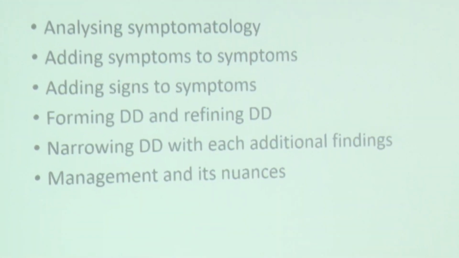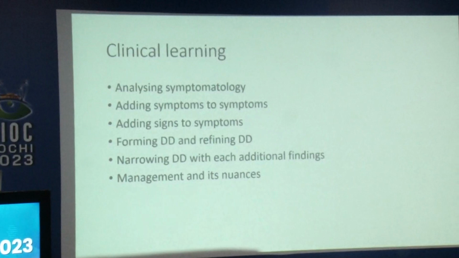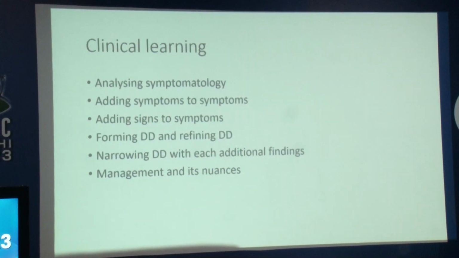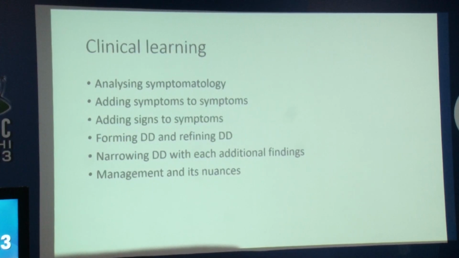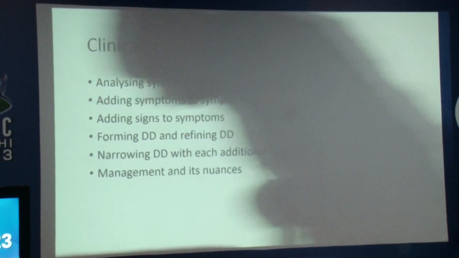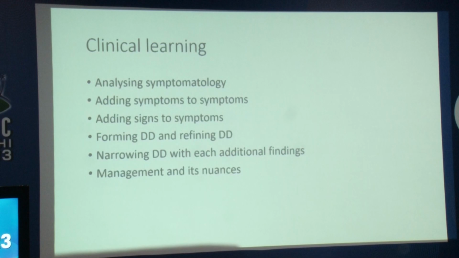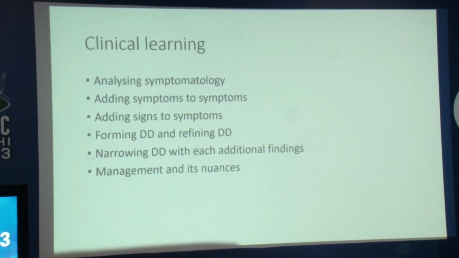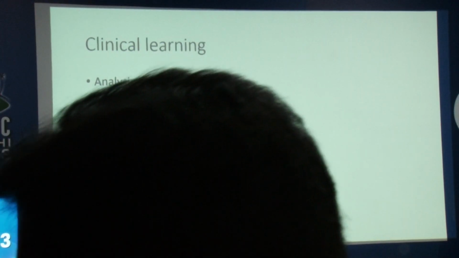In a fellowship program, clinical learning is the most important thing. In clinical learning, the person should look at analyzing the symptomatology, adding symptoms to symptoms. If somebody comes with a decrease of vision, you will think about one differential diagnosis, versus if the patient has decrease of vision with pain, there will be another set of differential diagnoses. And with something else, there will be another. So that is adding symptoms to symptoms and sign to sign, or sign to symptoms, and getting your differentials. Different age groups are also important. So forming a differential diagnosis and narrowing the differential diagnosis with tailored investigations is what has to be done.